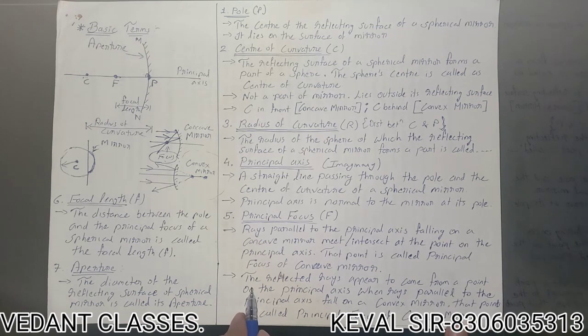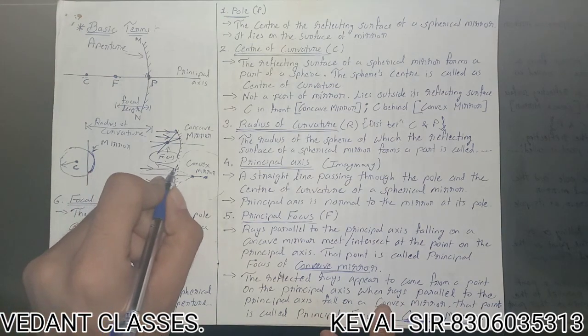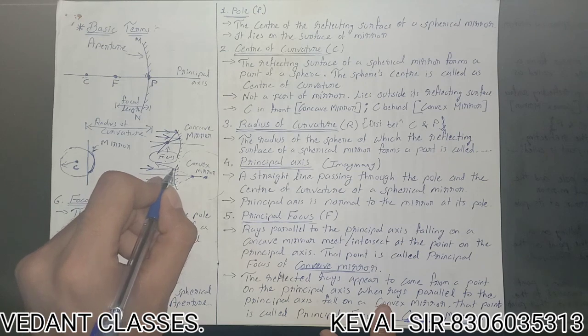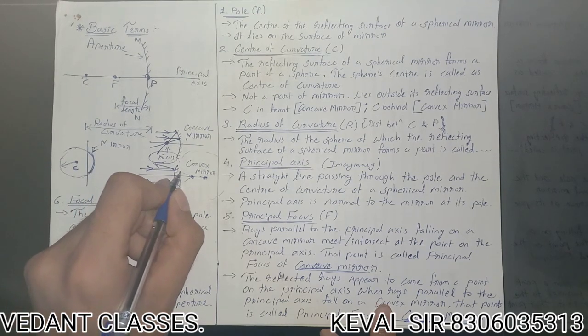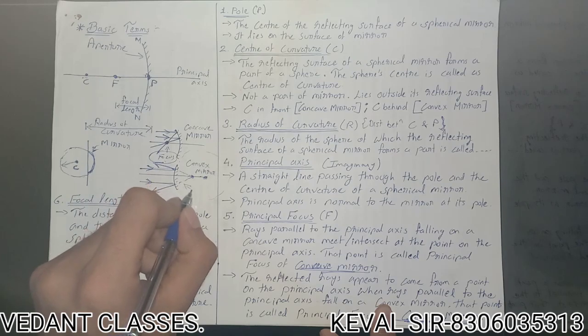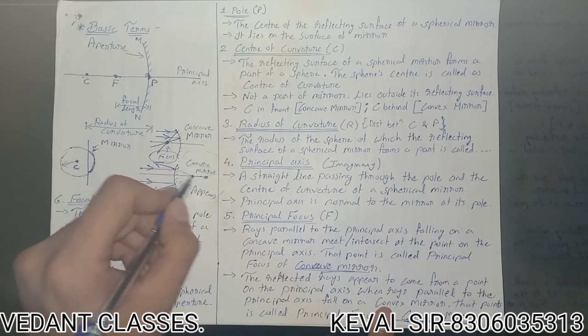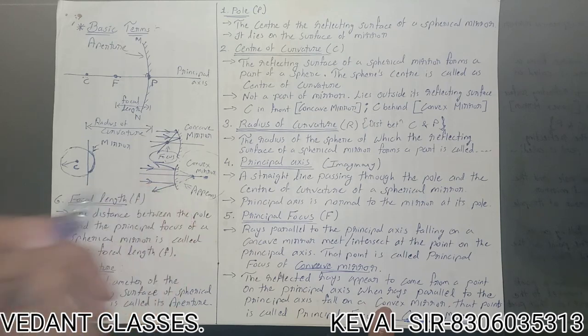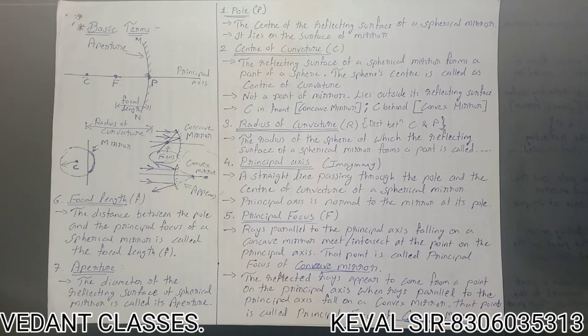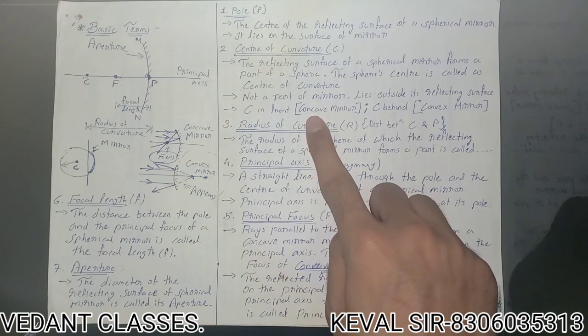Now see, this definition is for the concave mirror, and this definition is for the convex mirror. The reflected rays appear to come from a point on the principal axis when rays parallel to the principal axis fall on a convex mirror. They are not actually meeting, but they appear to meet, and that point at which they appear to meet is called the principal focus for the convex mirror. So it is always behind the mirror, just like the center of curvature.